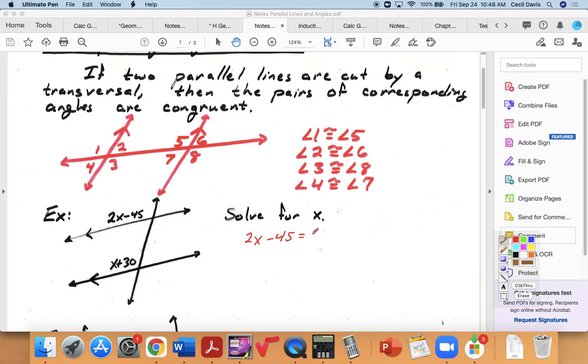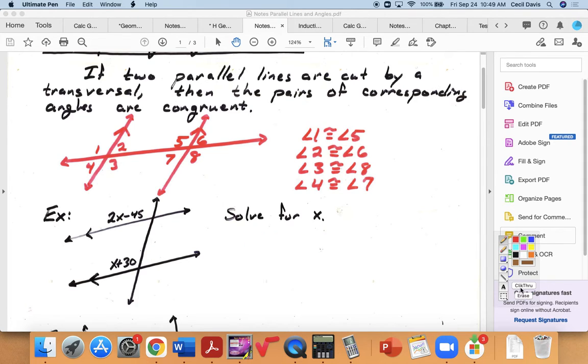So 2x minus 45 is equal to x plus 30. Subtracting the x and adding the 45, we get x is 75. Okay? So when the lines are parallel, the corresponding angles are going to be congruent. Again, if the lines are not parallel, the corresponding angles will not be congruent.